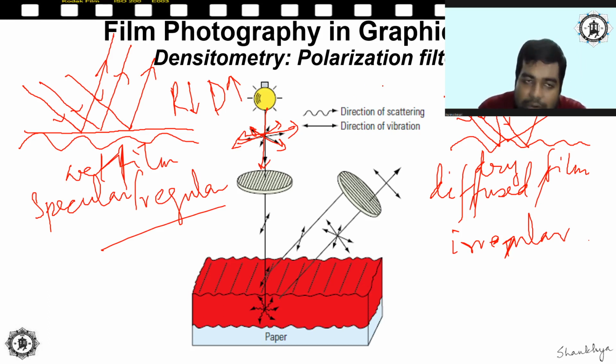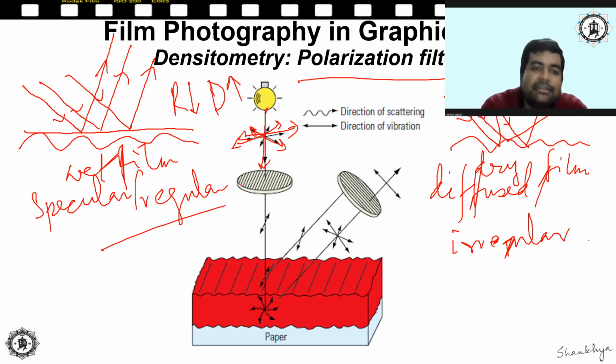We came to this conclusion that for the same ink film or the same printed material, where in one situation the ink film is wet and after drying, if we measure the optical density or reflection density of the wet film and the dry film, we will get different readings for the same ink substrate combination or same print. Do we want that? No, we don't want that. That is why we use something which is known as the polarization filter.